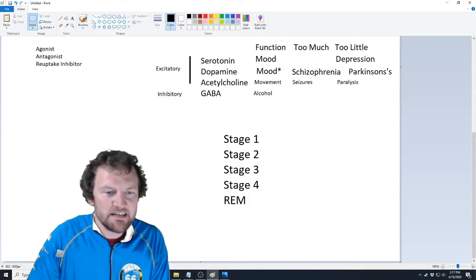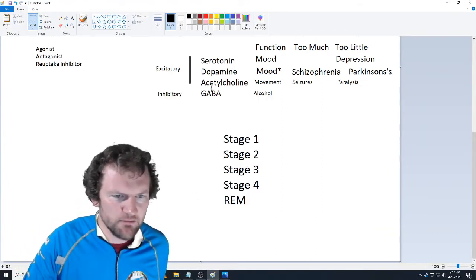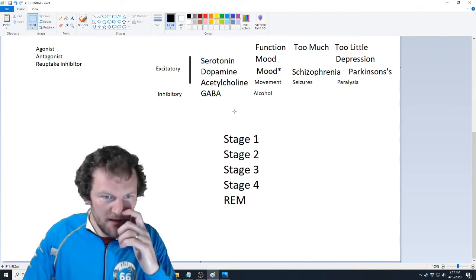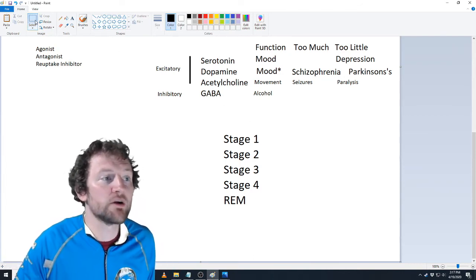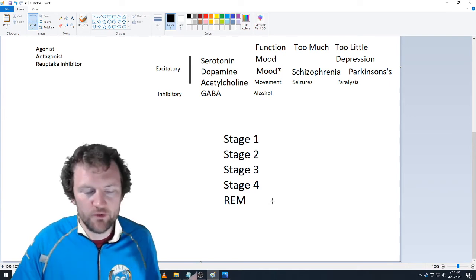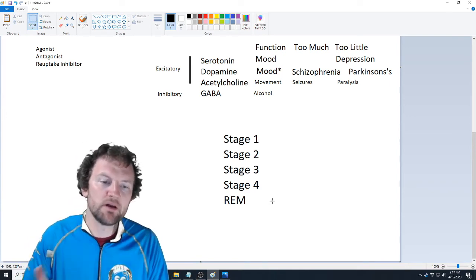So now let's talk about sleep. There are 5 stages of sleep. They are not very creatively named. They are named stage 1, 2, 3, 4, and REM. 1, 2, 3, and 4 make a lot of sense. REM stands for rapid eye movement.